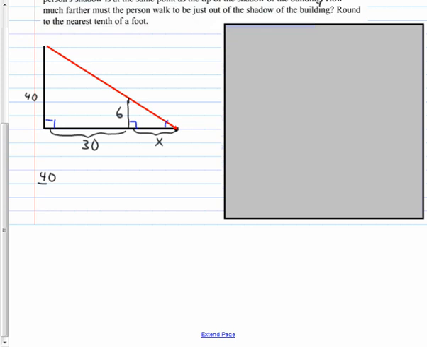40 corresponds to what? 6. 40 corresponds to 6. That must be the same thing as, tell me another side of the big triangle, because the 40 comes from the big triangle. 30 plus x. That would be this whole length. 30 plus x. That would be the big triangle, and that corresponds to x, this side in the little triangle. So here's a proportion taking corresponding sides. 40 goes with 6. The shadow of the building, 30 plus x, goes with the shadow of the person, x.